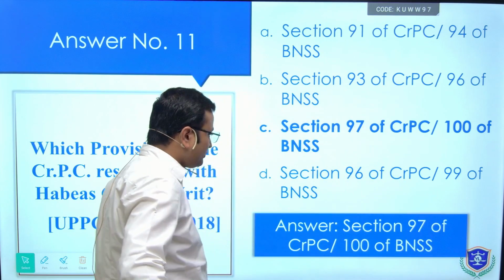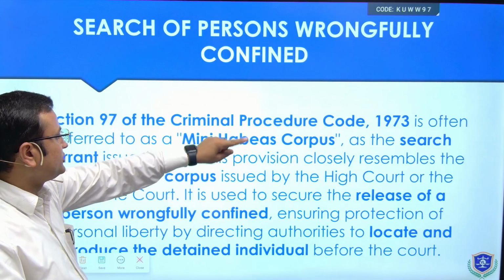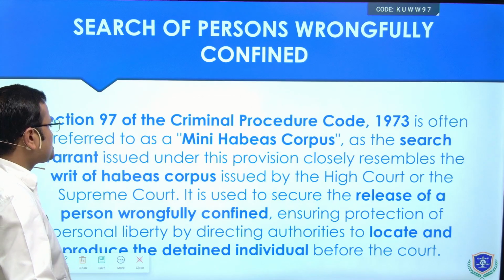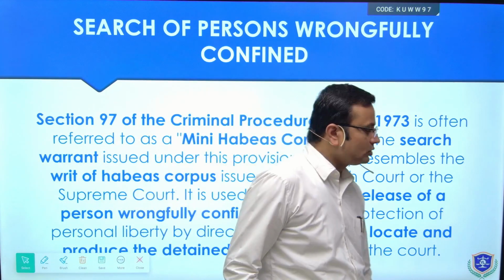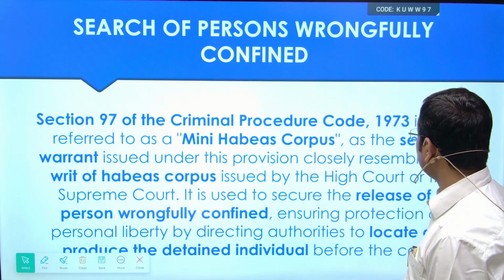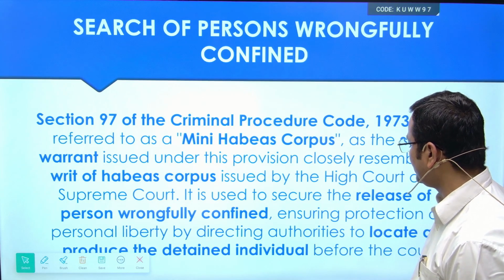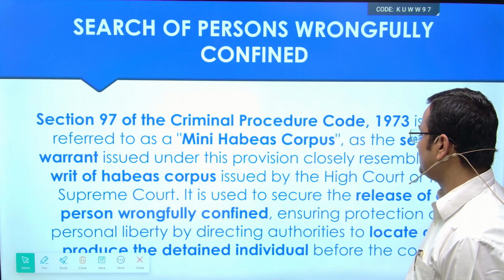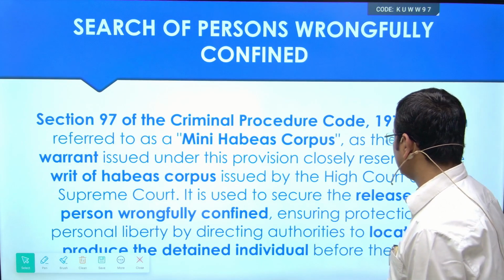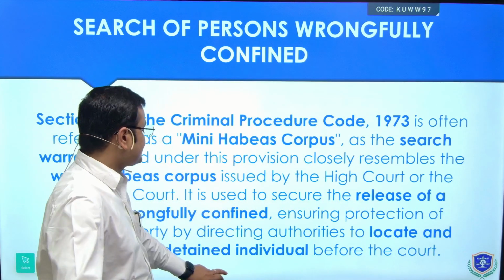So, what does it provide for? It provides that section 97 of the Code of Criminal Procedure 1973 is often referred to as mini habeas corpus, as the search warrant issued under this provision closely resembles the writ of habeas corpus issued by the High Court or the Supreme Court. It is used to secure the release of the person wrongfully confined, ensuring protection of personal liberty by directing authorities to locate and produce the detained individual before the court. So, it is similar to habeas corpus. That is why the correct answer is section 97.